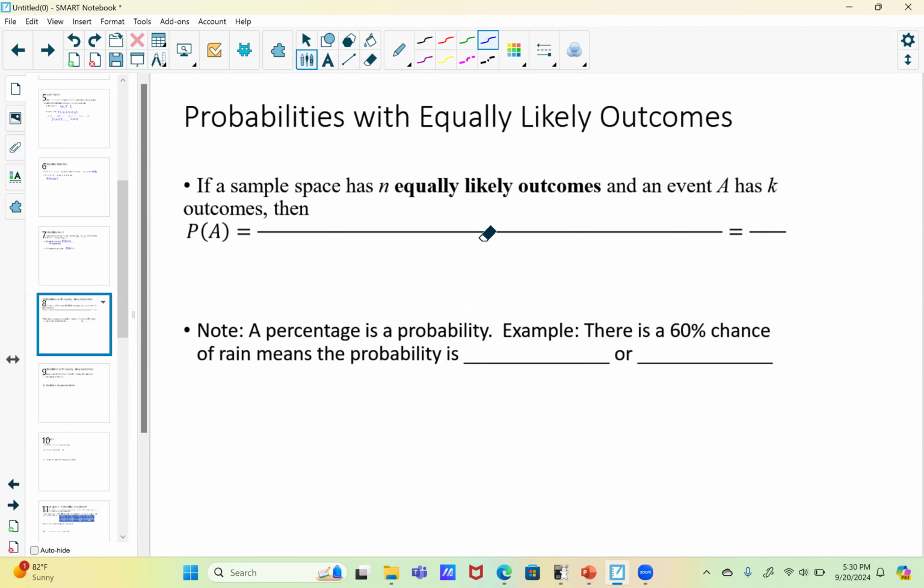How we find probabilities is we think about their sample space. If a sample space has n equally likely outcomes, and an event A has k outcomes, then the probability of A is the number of ways to get A over the total number of outcomes. So in this case, we have k outcomes, so it would be k over n.